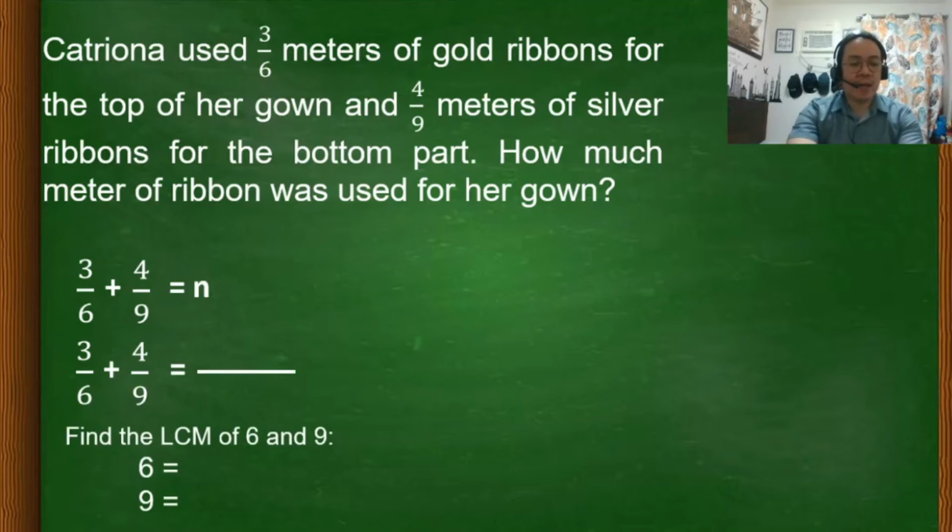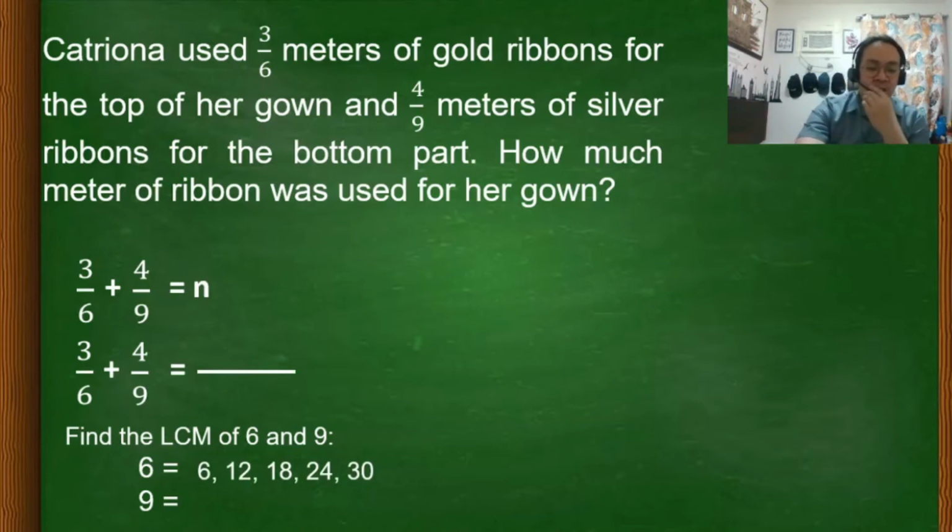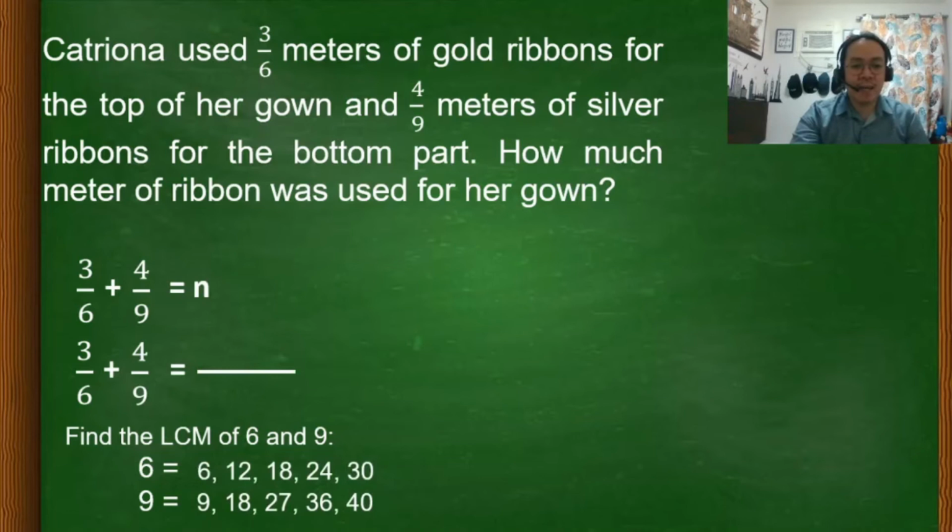Multiples of 6 are 6, 12, 18, 24, and 30. Multiples of 9 are 9, 18, 27, 36, and 45. What is the least common multiple? 18. So we will be using it as our LCD, common denominator. So dito, 18 divided by 6, ilan? 18 divided by 6 is equal to 3.